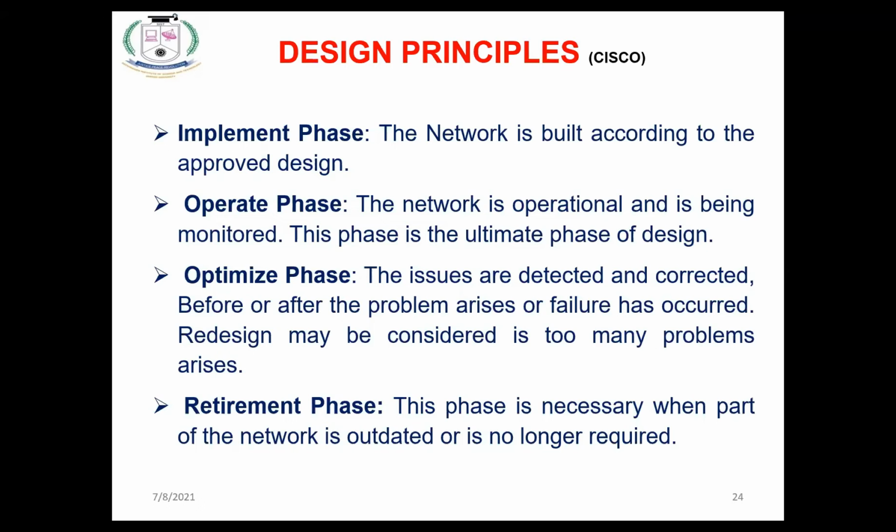The issues will be detected, and they will be corrected in the next network or forthcoming projects. You will rectify those things. The problem may be before or after the problem arises. You can predict the problem, and after the problem occurs also, you can correct it. So the issues are detected and corrected in this phase, before or after the problem arises, or after failures have already occurred. So you need to decide whether it needs to be rectified or redesigned.